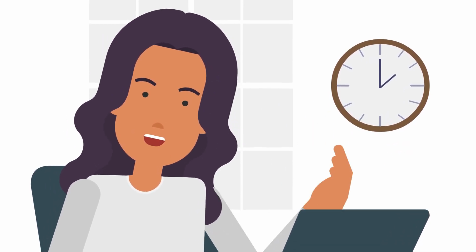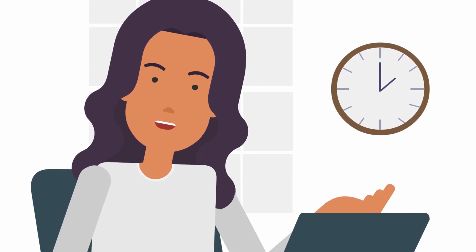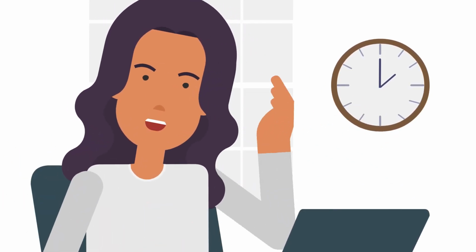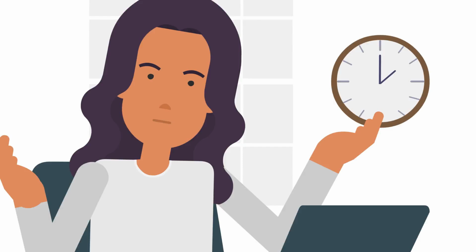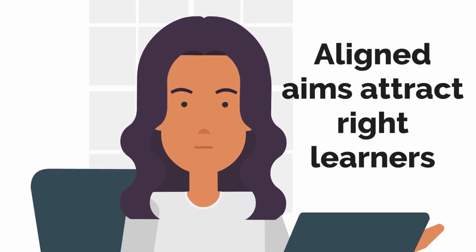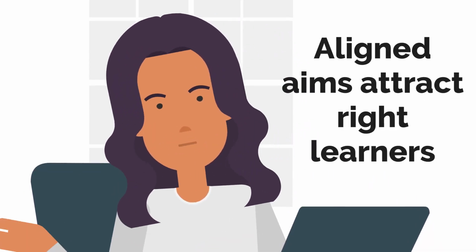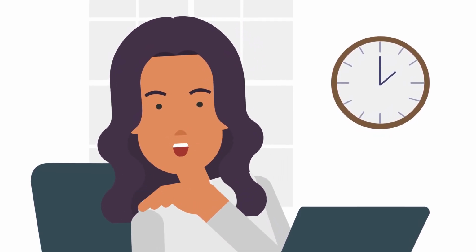Examples of course aims in the title of the course: 5 quick and easy hair-up styles for a busy mum, or how to plan and create your first online course, or how to create an easy sleep routine for your whole family. Your title for the course or training is often the aim of the training. This way you know that you are going to attract learners that are anticipating the course content will be aligned to their aims too. You will also find the course aim in the introduction of the course.